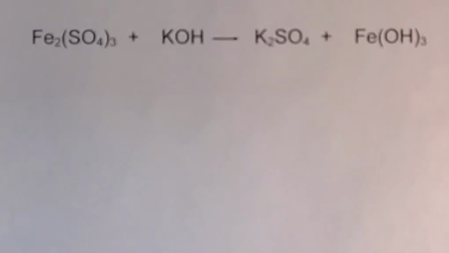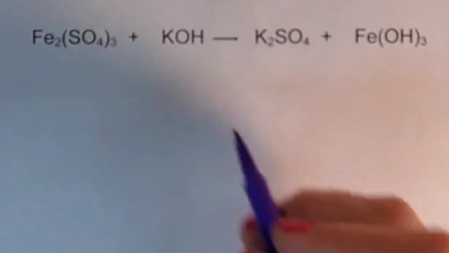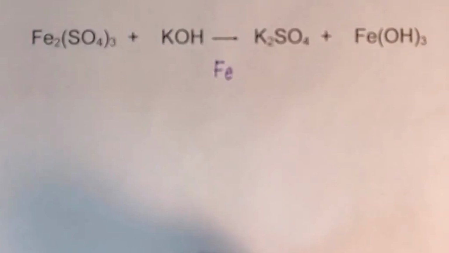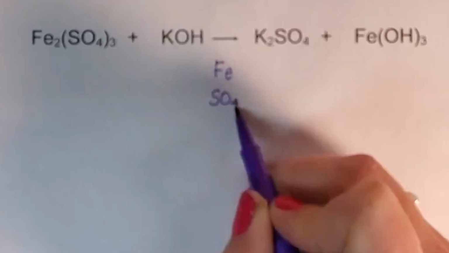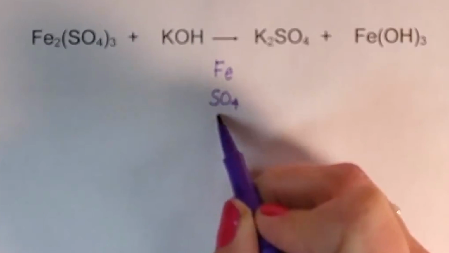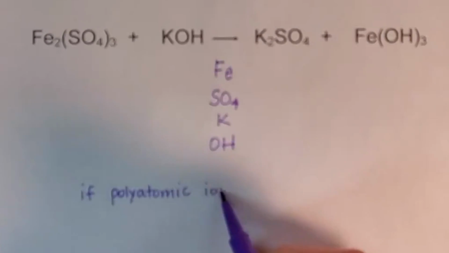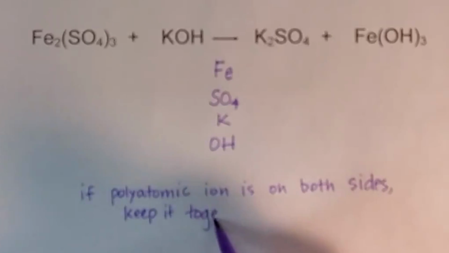An important thing to learn is that when you are balancing equations, you can leave polyatomic ions together. As long as you have the same polyatomic ion on the left side as you do on the right side, it's way, way easier to leave them together. In this case, we're going to leave the sulfate polyatomic ion together as well as the hydroxide polyatomic ion. So our list includes iron, sulfate, potassium, and hydroxide. Anytime you have the same polyatomic ion on both sides, you definitely want to leave it together.